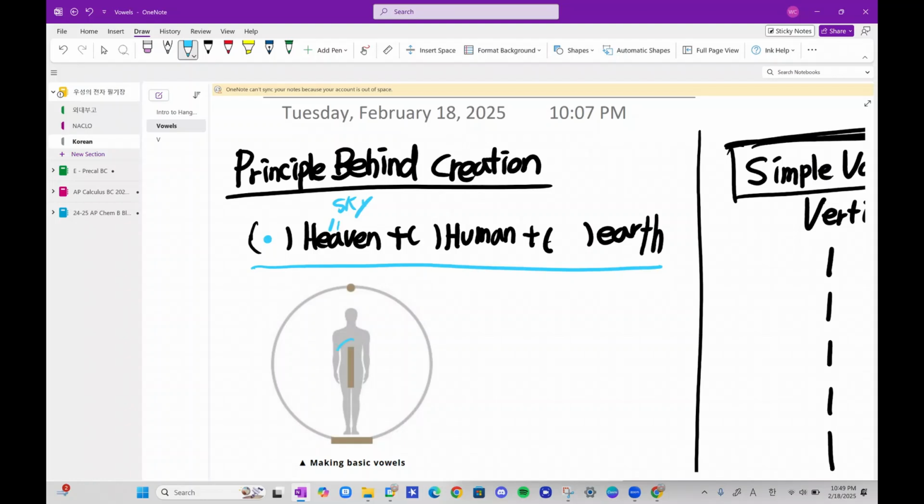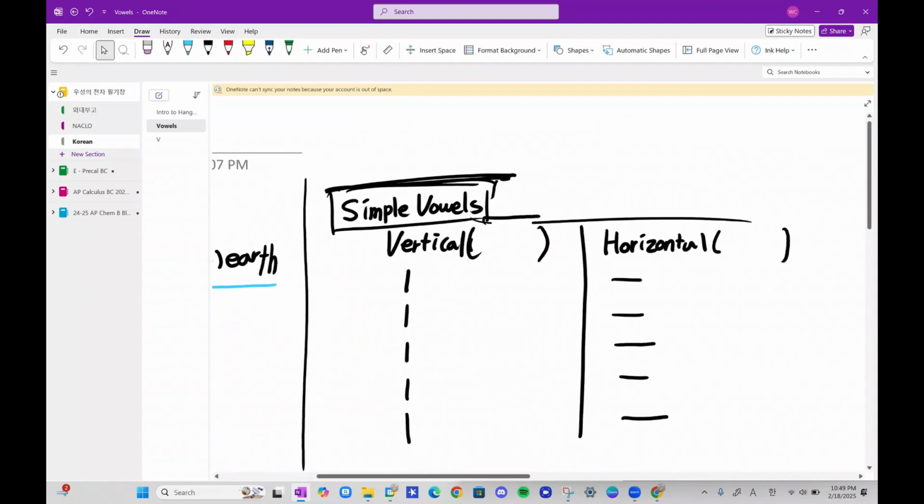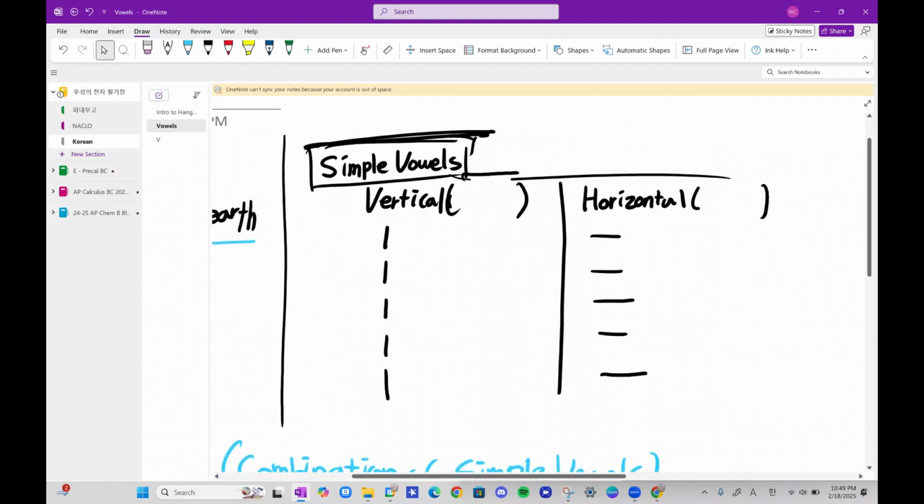And then since humans are standing, it's represented as a vertical line. And since Earth is flat, it's represented as a horizontal line. And then you create the vowels as a combination of the three. All right, so simple vowels.